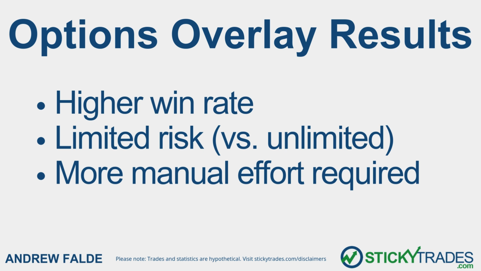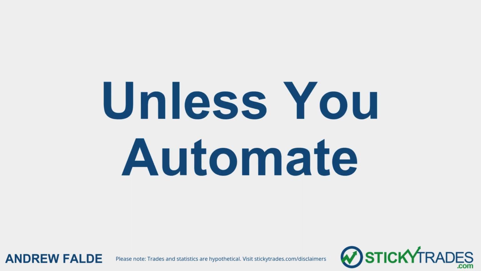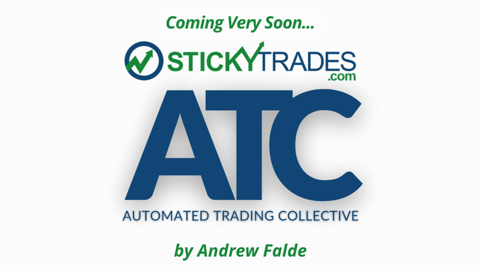So the options overlay, basically you're getting the higher win rate, you're limiting your risk versus unlimited risk. However, it comes at the cost of a more intense effort with manual trading, unless you can automate it. And that's what we're going to be talking about as we introduce in the coming weeks the Automated Trading Collective at stickytrades.com. And I'm honored to be leading that, and I can't wait to tell you more about it. And I'll actually mention something else about that in a minute.